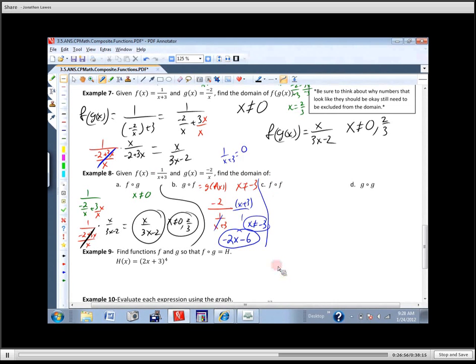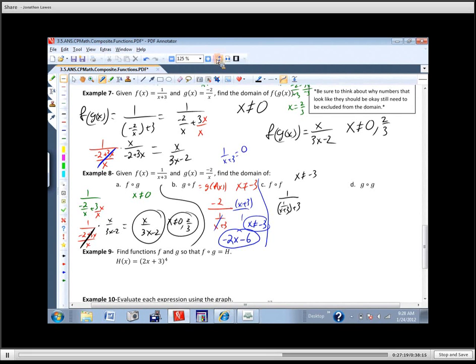F of f. What do I throw out to begin with? Throw out a negative 3. Then the rule is 1 over something plus 3. And what am I plugging in? 1 over x plus 3. I'm plugging f into f. And now I need to simplify.